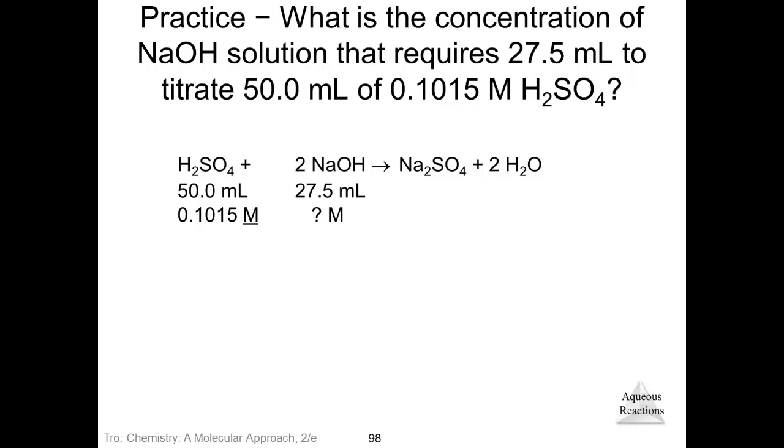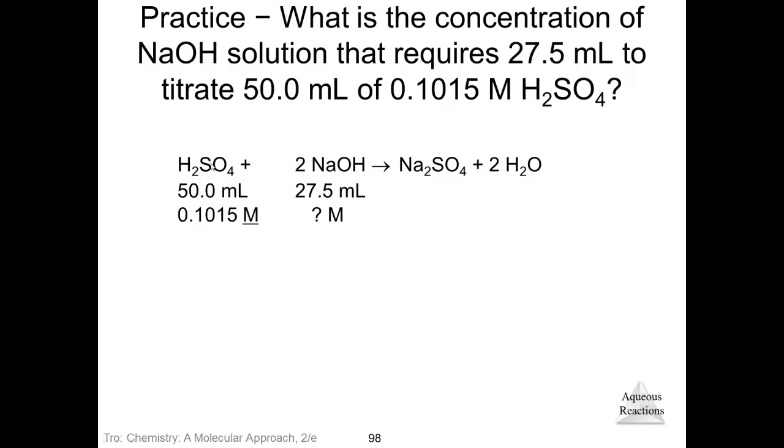So again, we know what our acid and our base are. We're going to write out the reaction equation. Here's our acid, sulfuric acid, and our base. We're going to form sodium sulfate and water. And when we look through this, we need to balance it. We see that what we actually have here is a 1-to-2 ratio between our acid and our base, meaning for every mole of acid we have, we need 2 moles of base to neutralize it.